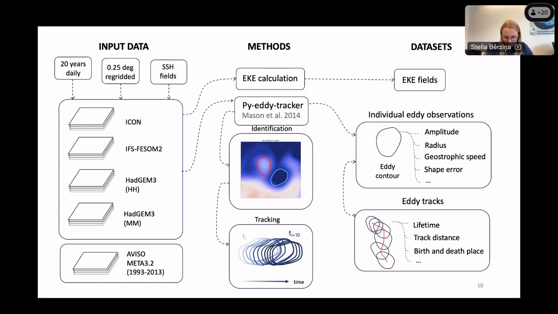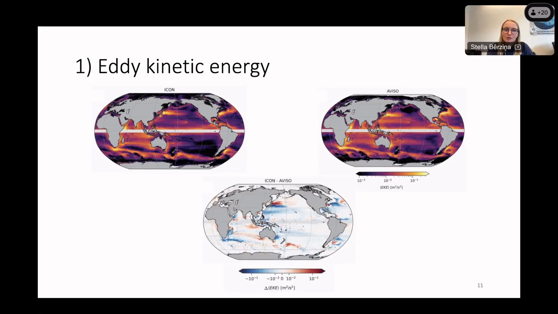I think there are about six bits of results that I found interesting and important and wanted to share. The first is eddy kinetic energy, an overarching variable that makes sense to look at before looking at eddies individually. Here you can see eddy kinetic energy fields for ICON, for Aviso, and then the difference between the two, ICON minus Aviso.